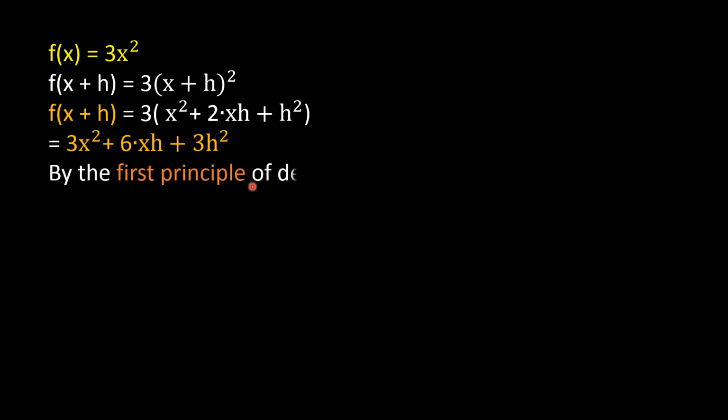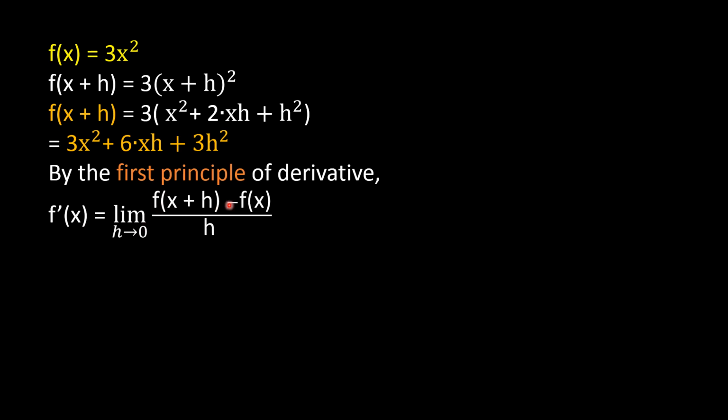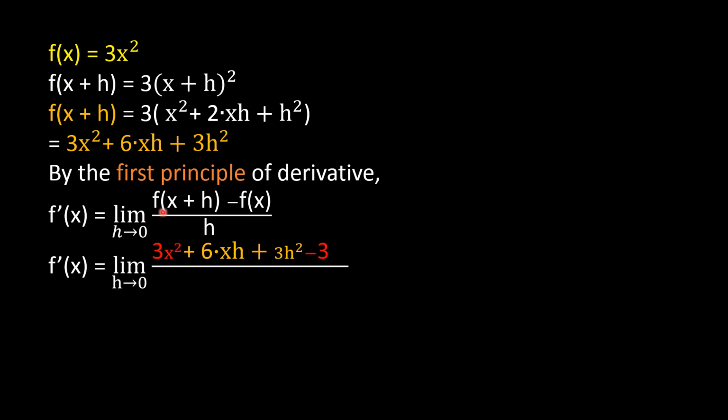By the first principle of derivatives, f dash x equals limit of f of x plus h minus f(x) upon h as h approaches 0. Let us put the values. f of x plus h is 3x squared plus 6xh plus 3h square. f of x is 3x squared, divided by h. Now 3x square minus 3x square becomes 0.